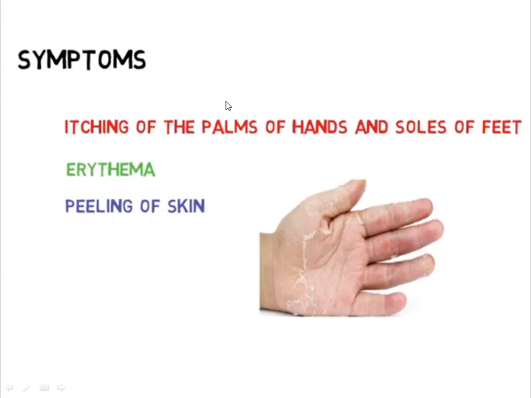Next is symptoms. The symptoms which arise because of the injectable allergen are itching of the palms of hands and soles of feet, and it also leads to erythema and peeling of skin.